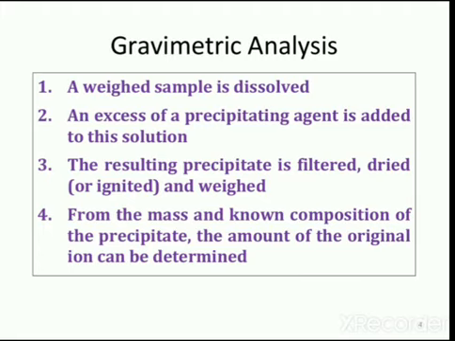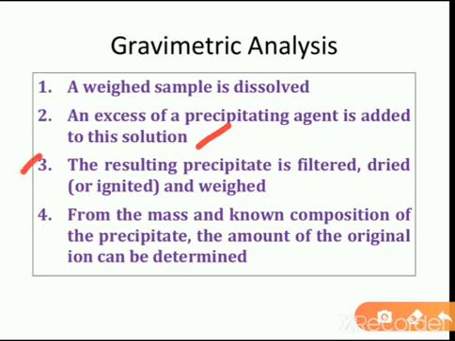A weighed sample is dissolved, that is, it should be in dilute form, and then an excess of precipitating agent is added to the solution. If you add an excess of precipitating agent to the solution, the substance or ion which we are going to estimate will get precipitated completely. So we have to add excess of precipitating agent to the solution.